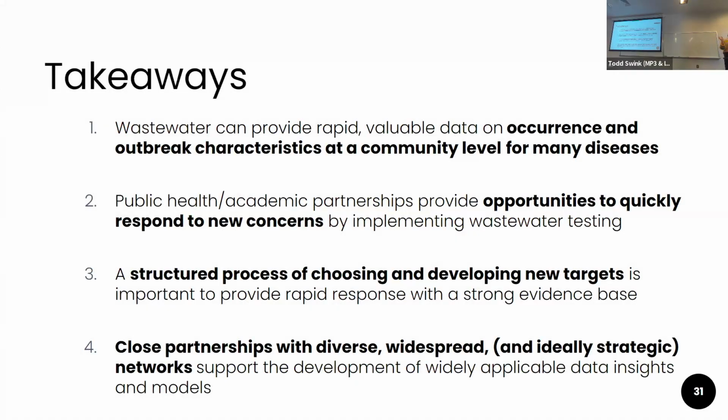So takeaways, we can provide rapid, valuable data on occurrence and outbreak characteristics for many diseases with wastewater. Our public health and academic partnerships provide opportunities to quickly respond to new things and implement wastewater testing. A structured process of choosing and developing new targets is important because we want everything to have a strong evidence base and be trusted data. And these close partnerships with diverse, widespread, and ideally more and more strategic representation in our network support the development of these widely applicable data insights and models that we can develop with the help of all of our partners. So that's it, and I'm happy to talk more and answer some questions.